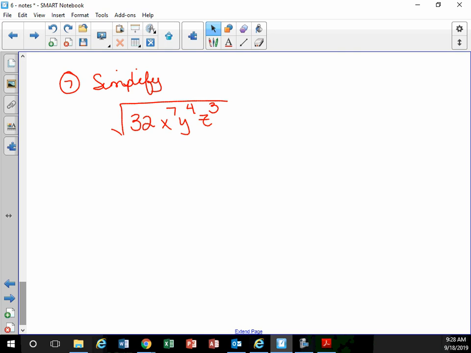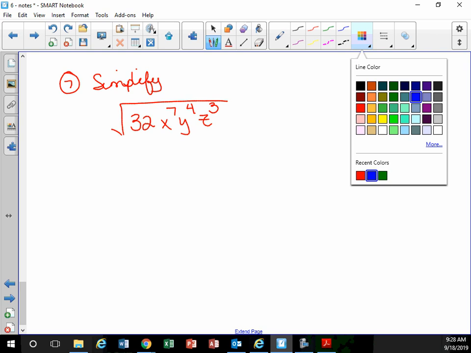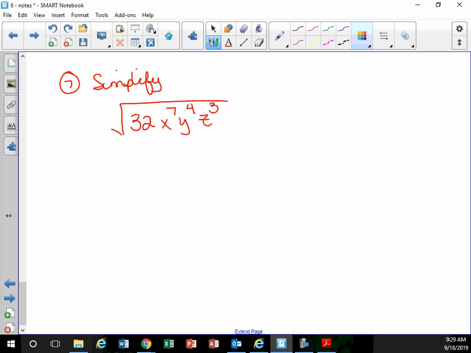Okay, however you simplify square root of 32, as long as you can do it, I don't care. I like to think that it's 16 times 2, and then that's 4 root 2. So I know I have a 4 on the outside. I have a 2 on the inside. X's, how many times does 2 go into 7? 3. With how many left over? 1. How many times does 2 go into 4? No leftovers. How many times does 2 go into 3? How many leftovers? Okay, there's your answer.